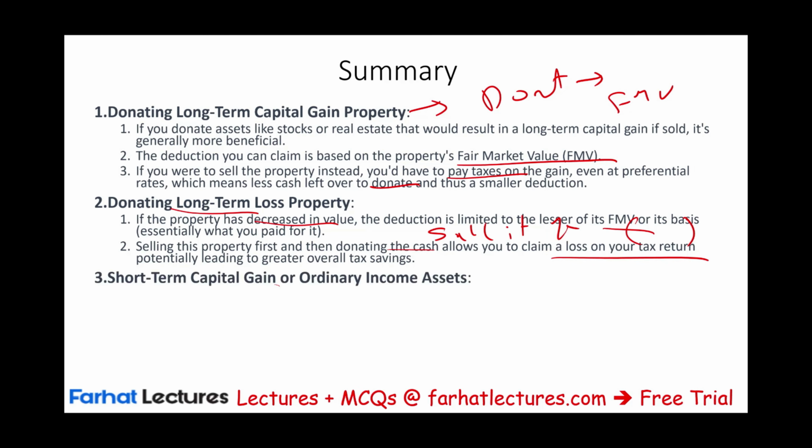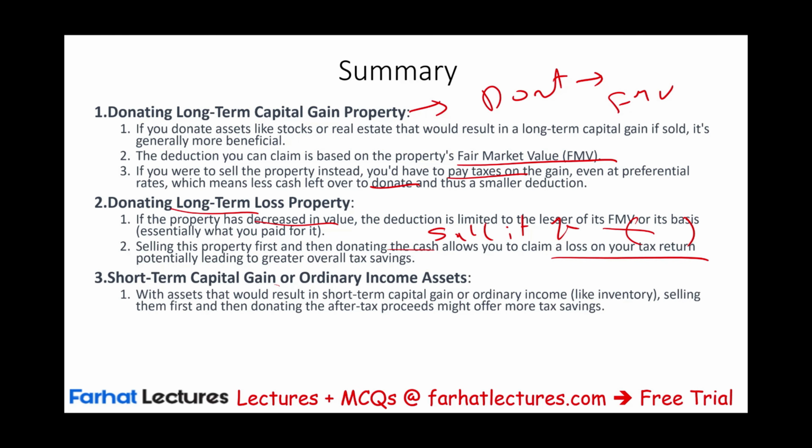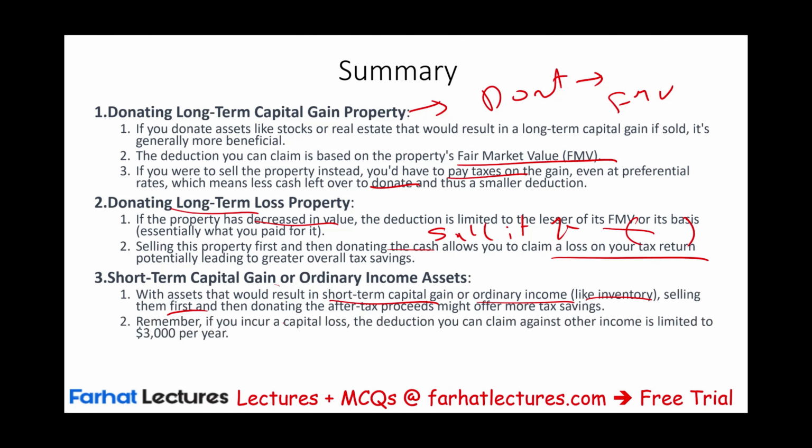If it's a short-term capital gain or ordinary income, like inventory, selling it first is better. Same thing. It will yield more because it incurs a capital loss, and you can deduct up to $3,000 against ordinary income or against other capital gains. So make sure you keep those strategies in mind when you're dealing with non-cash contributions to a qualified charity.